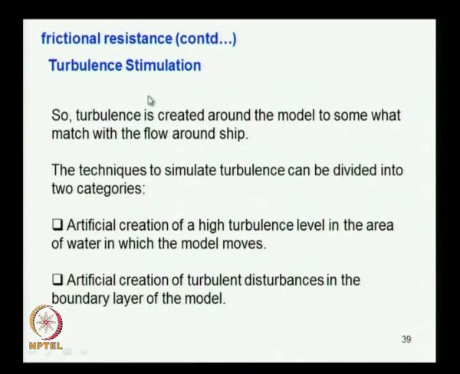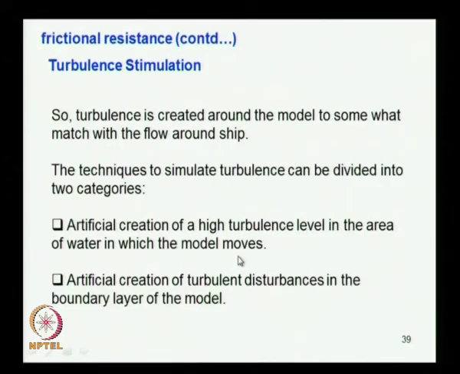So what you do in a resistance test, to get some resemblance between the ship and model flow conditions, is try to stimulate turbulence using some technique. Turbulence is created around the model to somewhat match the ship flow. It may not match exactly that of the ship, but it is better to have some turbulence than no turbulence. So you just induce turbulence there. The techniques to simulate turbulence can be divided into two. One is you create turbulence so that the whole flow coming to the model is turbulent, or you create turbulence only in the boundary layer. There are two options.